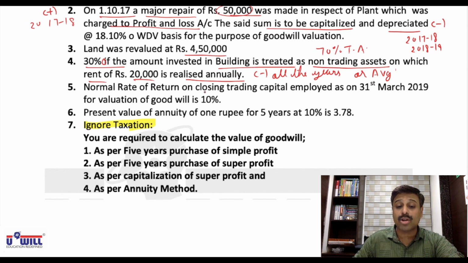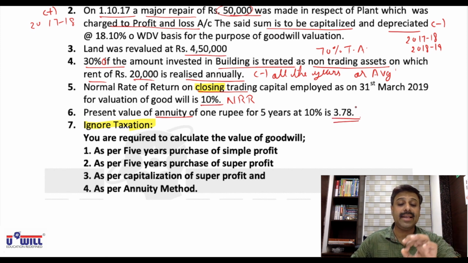Normal rate of return on closing trading capital employed, clearly given closing. So here also you don't have to find average capital employed. You do the calculation on the basis of closing only. As on 31st March 2019, for valuation of goodwill, 10% is the normal rate of return. And present value of annuity for 1 rupee for 5 years at 10% is 3.78. This will be used in the annuity method.